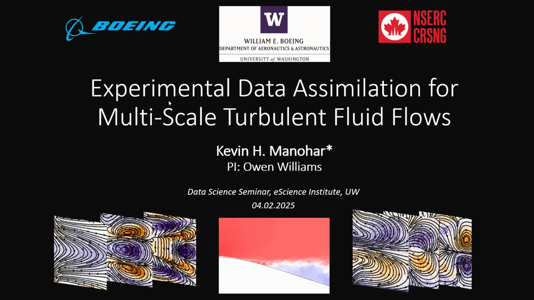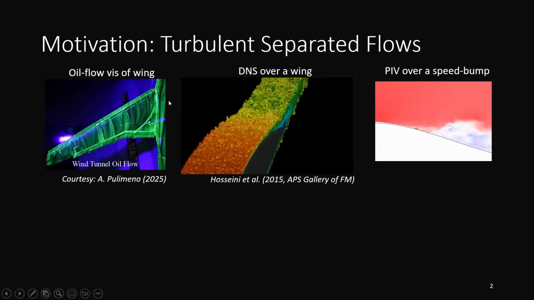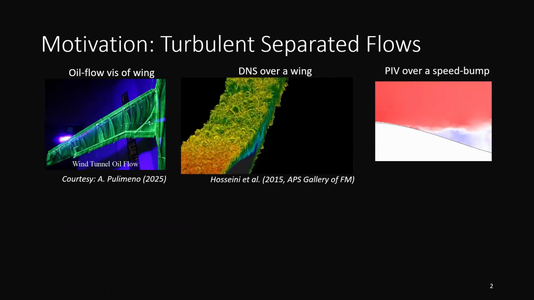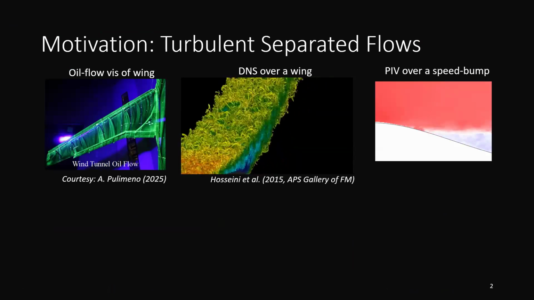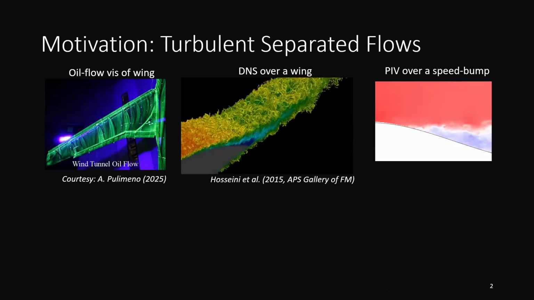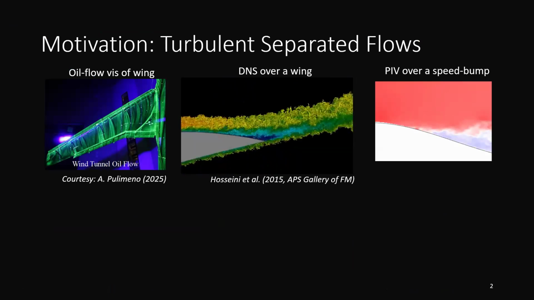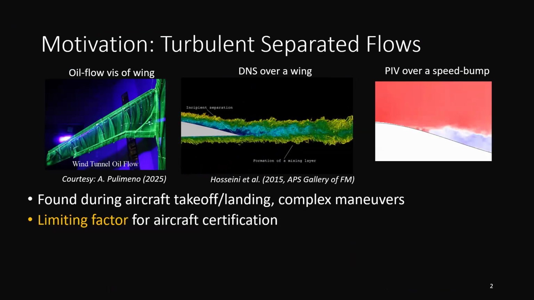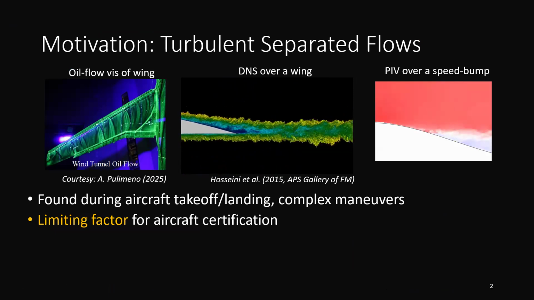So the main motivation here is we're looking at turbulence separated flows. These types of flows exist in nature in a variety of different contexts. Over here, since I'm an aerospace engineer, my bias is towards aeronautic flows. These are the types of flows that you will see when an aircraft undergoes takeoff and landing, or when the pilot undergoes complex maneuvers.